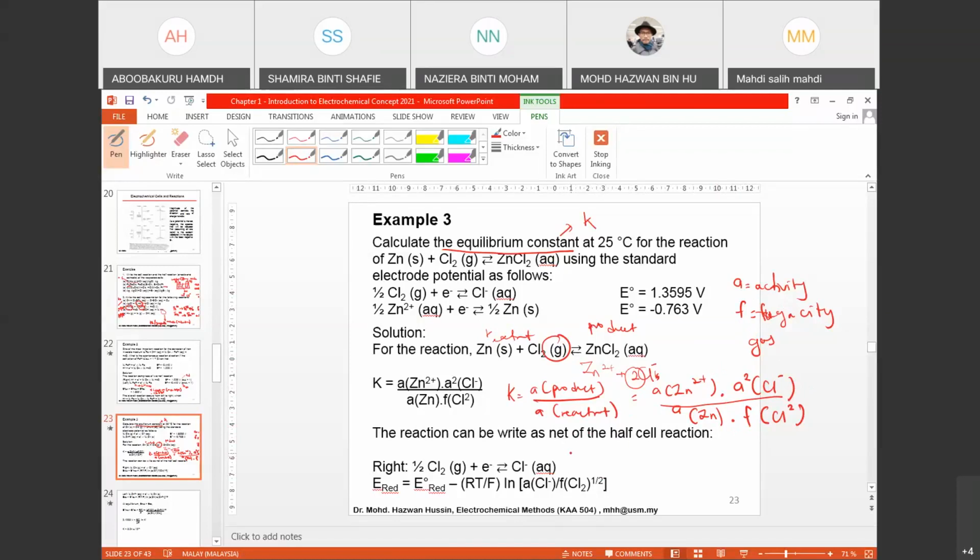The reaction can be written as the half reaction. For the right reaction, in the reduced form, you see this equation, and when you represent it with Nernst, E cell is equal to E naught minus RT over F ln activity of product, which is the activity of Cl over F Cl. So half means that the stoichiometry is a power of half.